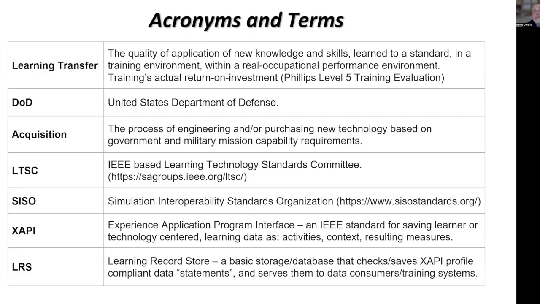First off, I think we should probably go over some acronyms for those of you who might not be in the military sector. Most of these are standards, and they're available at these URLs that are noted here. The main item that we're going to work around, or the challenge, as we've been talking about for learning engineering, is this idea of learning transfer, which is basically the application of whatever knowledge and skills you've produced in a training environment to some sort of a standard. And what I would say is the actual return on investment in training, or what you might hear some people talk about, Phillips Level 5 evaluation. But we'll be using these throughout the presentation.